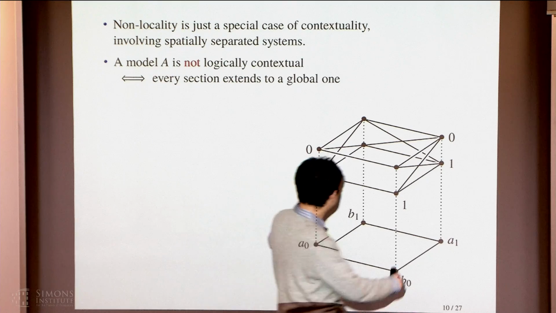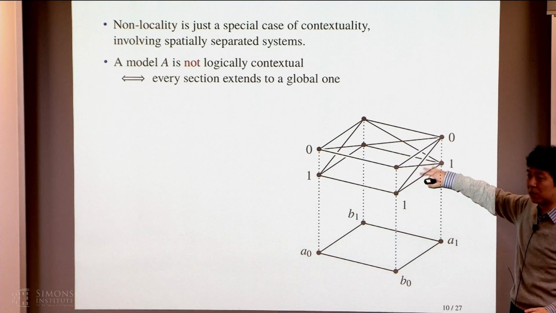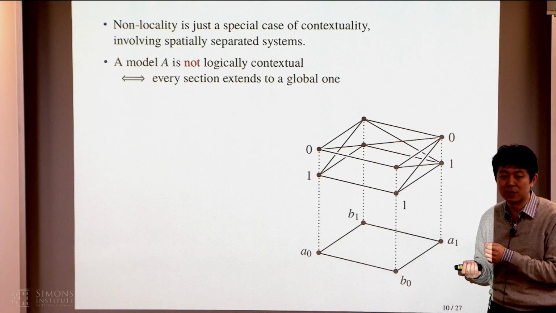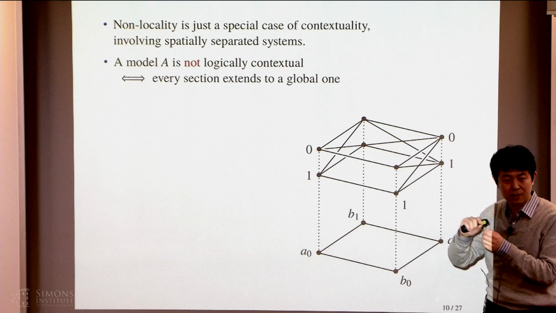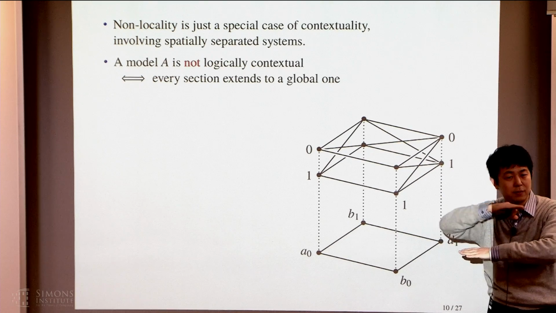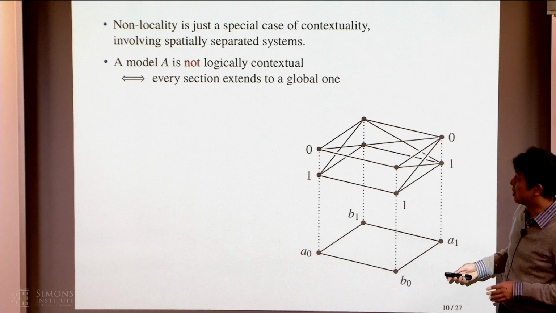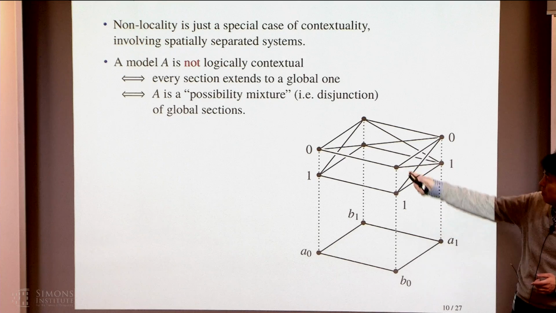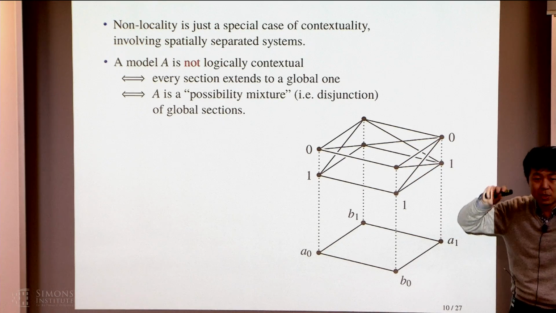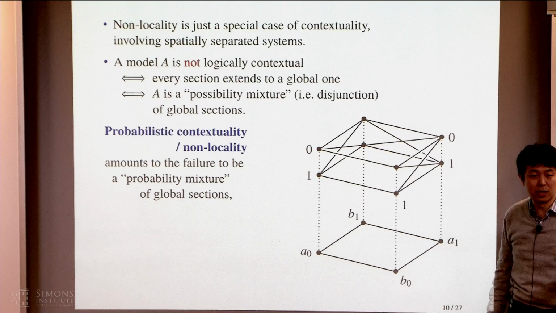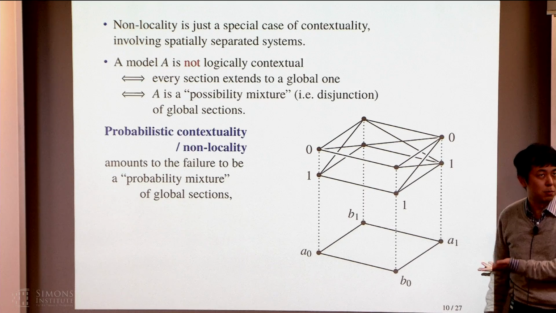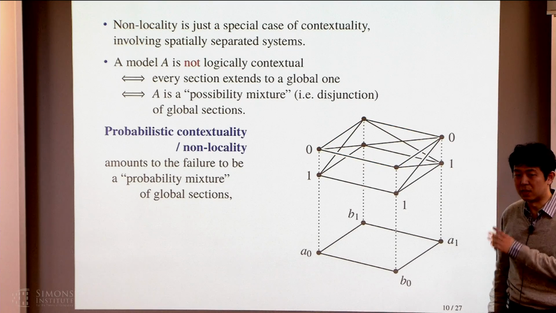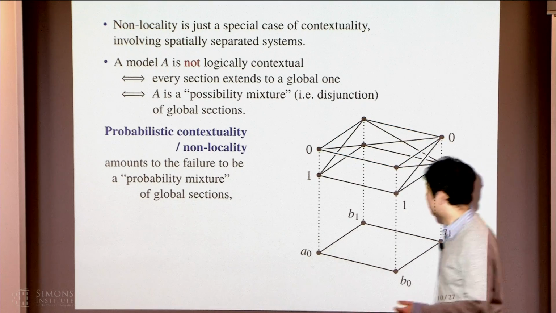So look at this model. This is not logically contextual because every section extends to a global one. But if that happens, you can see that this is just a disjunction, or possibility mixture, of the global sections. Can you see that that's the case, if and only if? Okay. So if you replace that possibility mixture with a probability mixture, then you get probabilistic contextuality, as in Bell non-locality theorems. But I'm going to skip over that.